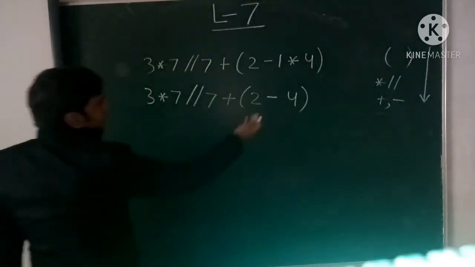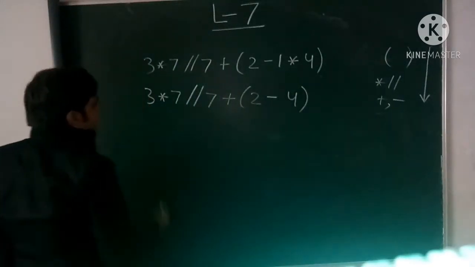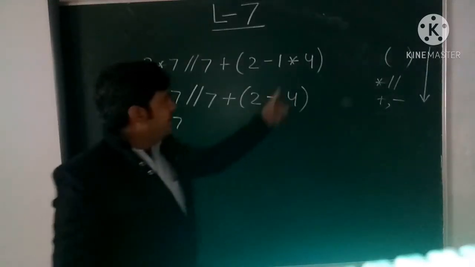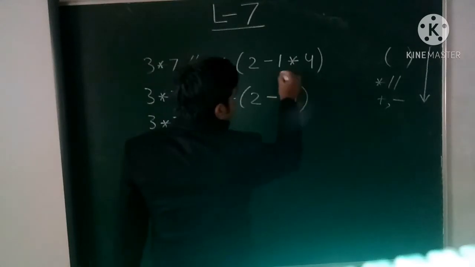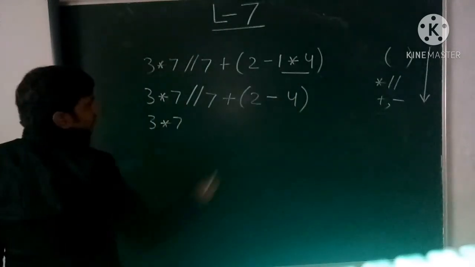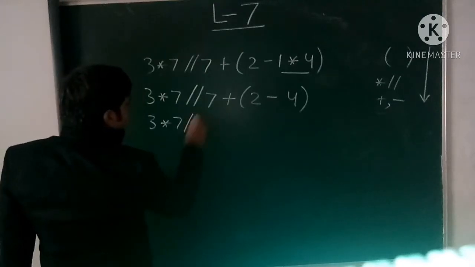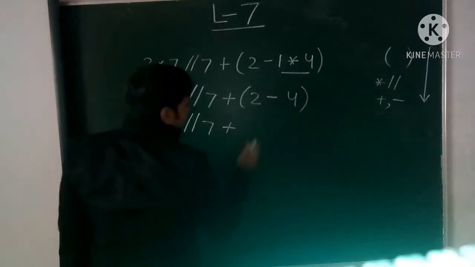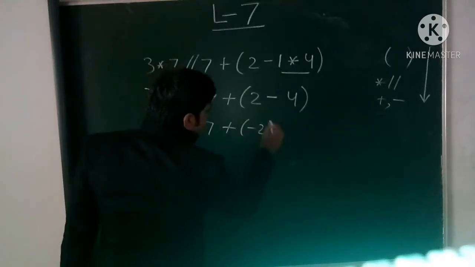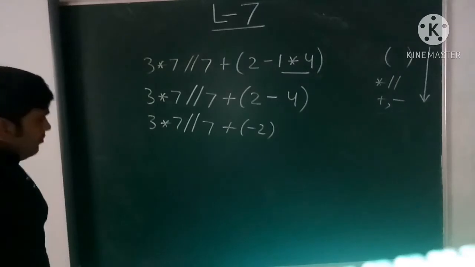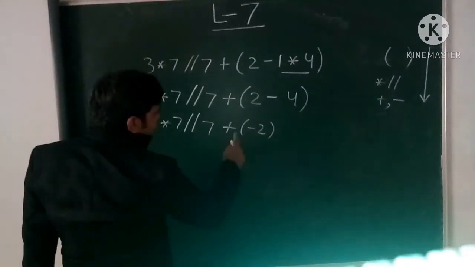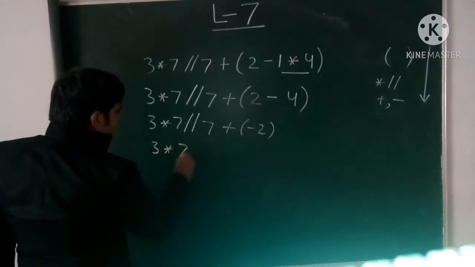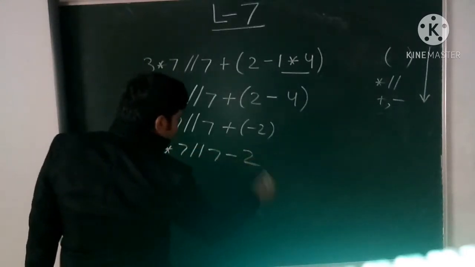Now this parenthesis contains only one operator, subtraction, so we remove this. In one line we remove only one operator. In the first step I removed this operator, and in the next step I am going to remove this one: 2 minus 4 gives you minus 2. Next, this is the unary operator, so plus minus will give you minus. Now 3 multiply 7, floor division 7, minus 2.